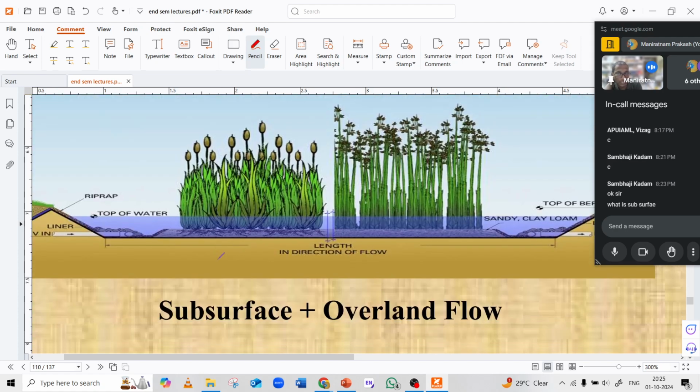But here you can see that water is above the surface. That is why it is known as overland flow, or the water is present on both sides, below the surface and over the surface. There is a surface. If it is downward, it is subsurface. If it is upward, it is over surface.